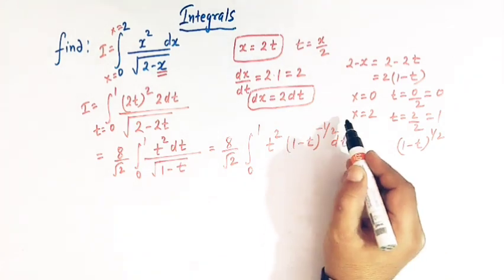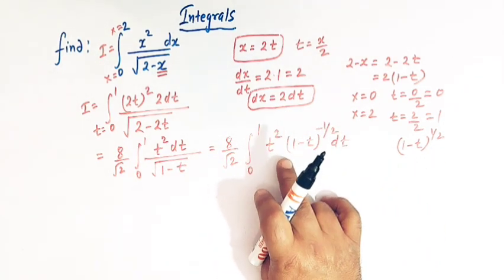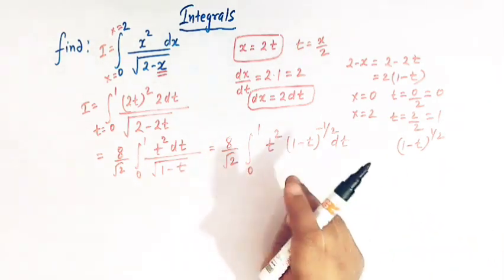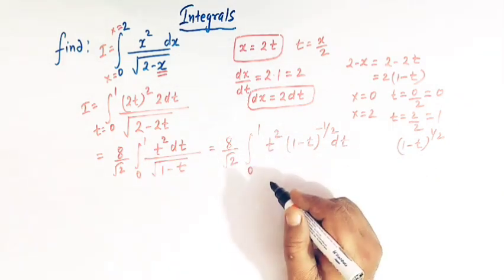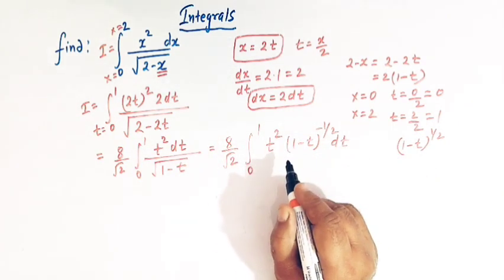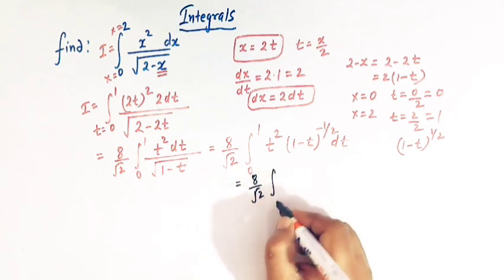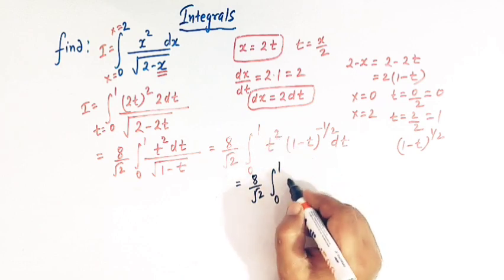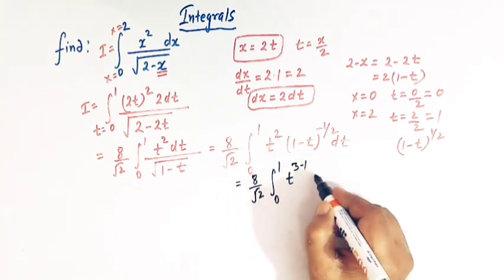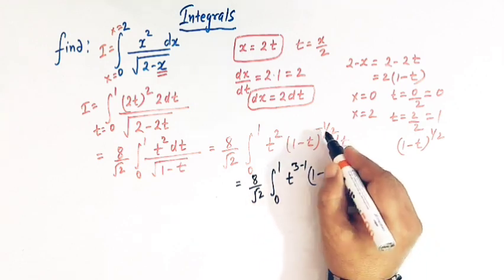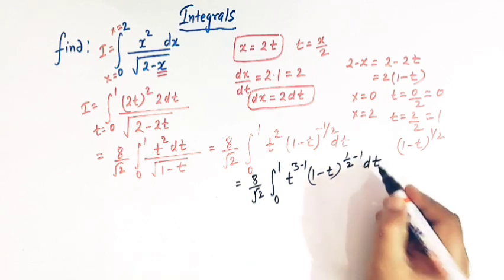So now we have this integral, right? Now we wish to convert this integral into the beta function, or the beta integral, which is also known as the Eulerian integral of the first kind. So we have 8 over square root of 2, integral from 0 to 1, t squared can be written as t raised to 3 minus 1, right? And (1 minus t) raised to minus half, which can be written as half minus 1, and dt, right?